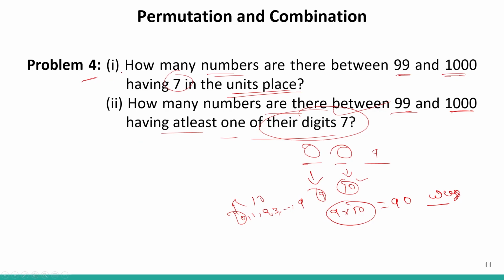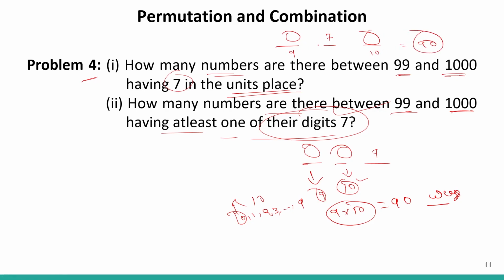Okay, so if it would have been asking how many numbers are there between 99 and 1000 having 7 in the 10th place. Again you have 3 digit numbers only. So 7 is in the 10th place, so only 2 choices are remaining, right? For this you have 9 choices, because 0 can't be here, otherwise it will be less than 99. And for here you have 10 choices, so it will also be 90.